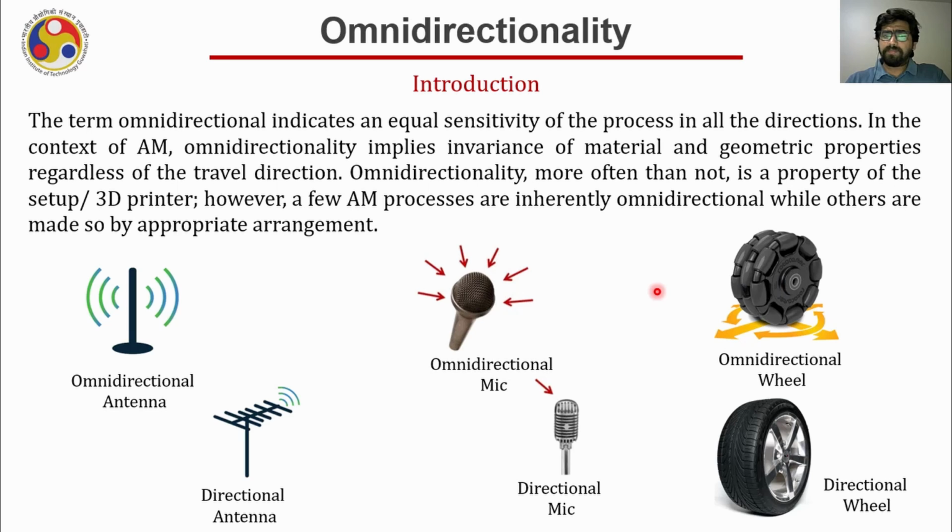In the context of additive manufacturing, omnidirectionality implies invariance of material and geometric properties regardless of the travel direction. Omnidirectionality, more often than not, is a property of the setup. It is a property of the additive manufacturing machine or 3D printer. However, a few additive manufacturing processes are inherently omnidirectional, while others are made so by appropriate arrangements associated with it.